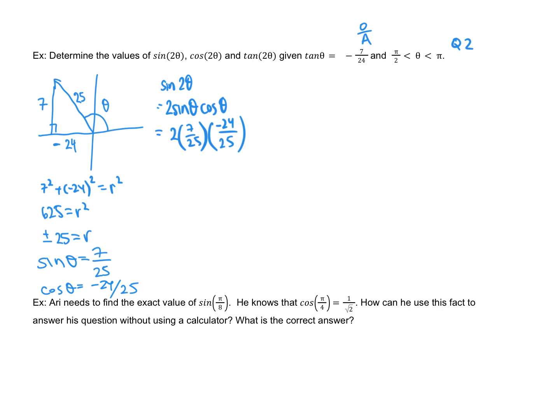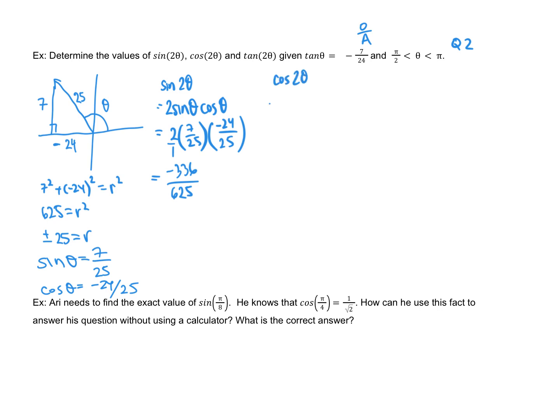So sine of 2 theta equals 2 sine theta times cos theta. Well, now we know that sine theta equals 7 over 25 and cos theta equals negative 24 over 25. And now let's just multiply. And remember, if you need to, put the 2 over 1. So 2 times 7 times negative 24 is negative 336. And then 1 times 25 times 25 is 625. So there's sine of 2 theta.